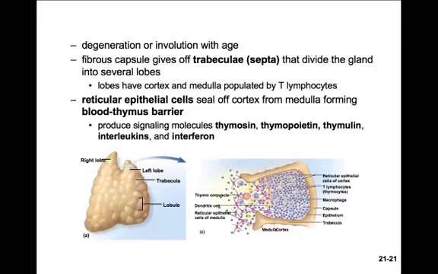Besides forming the blood-thymus barrier, these reticular epithelial cells will also secrete hormones and signaling molecules that promote the development and action of the T cells. They secrete such things as thymosin, thymopoietin, thymulin, interleukins, and interferon. If the thymus is removed in a newborn mammal, none of the immune functions develop, and the other lymphatic organs seem to depend on the thymosins or the T cells. So if they're not present, they don't develop properly either.